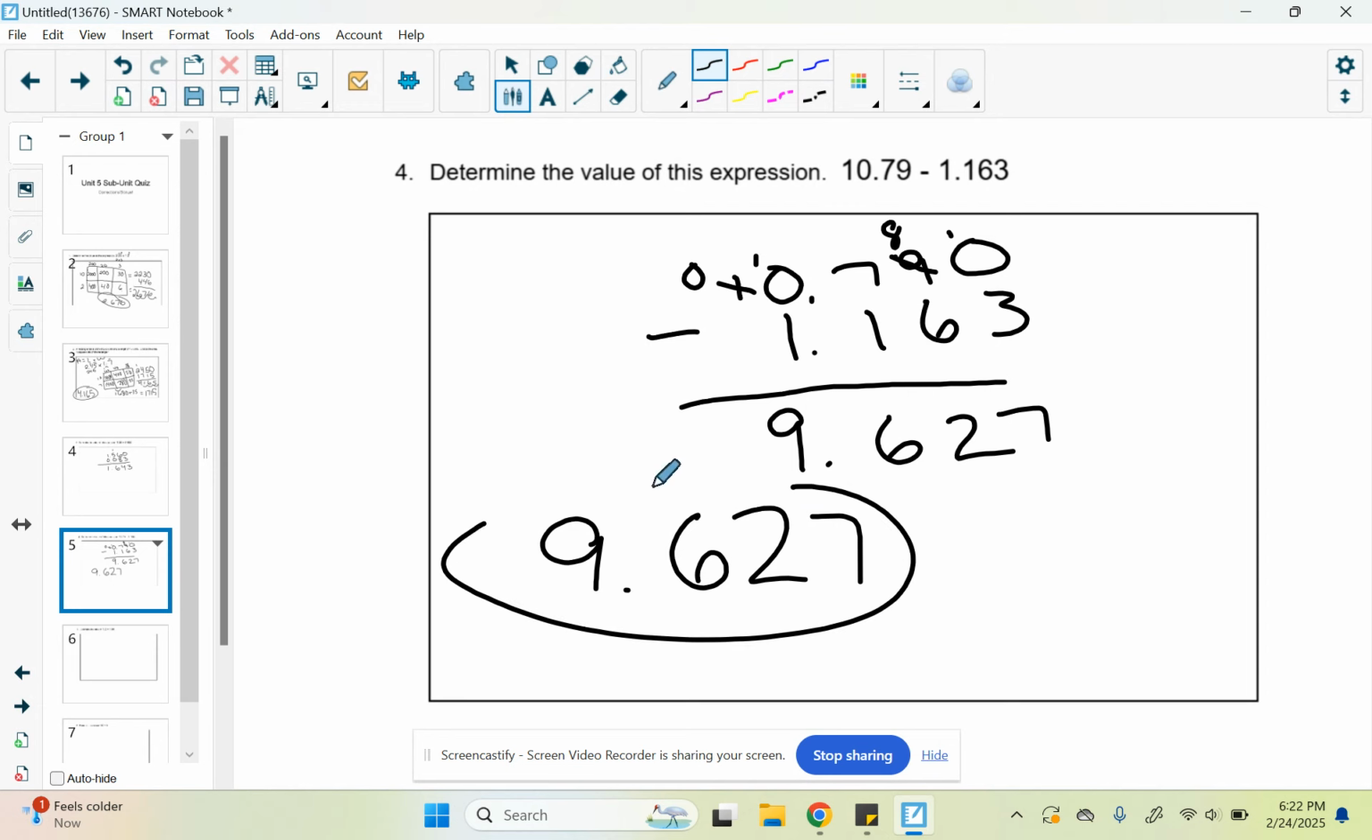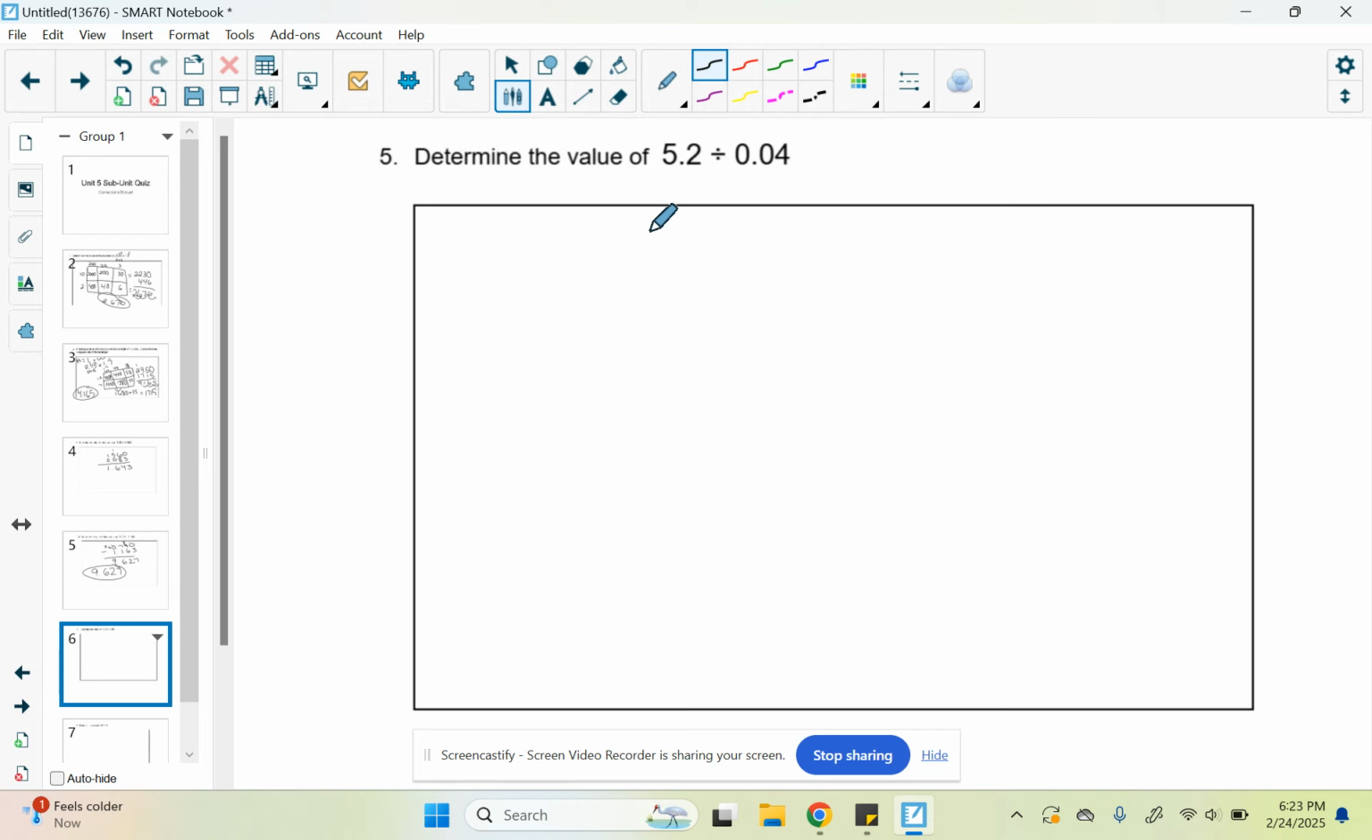9.627. Again, when you are adding and subtracting, you stack the place values, make sure you put your decimal point in the right place, and then you are done. All right, 2 more problems to go. Determine the value of 5.2 divided by 4 hundredths.